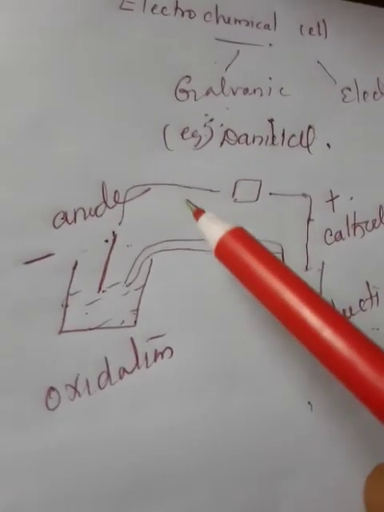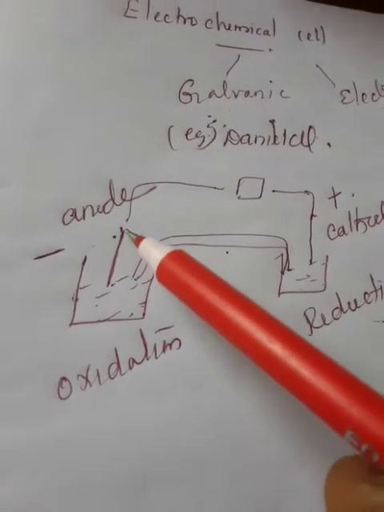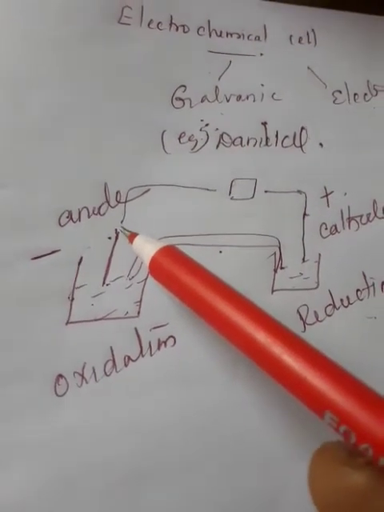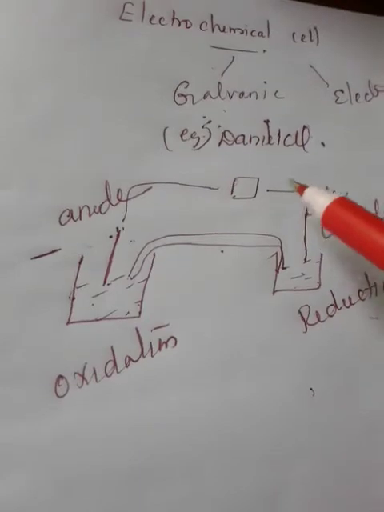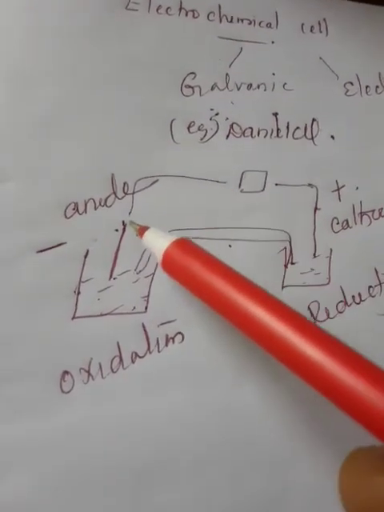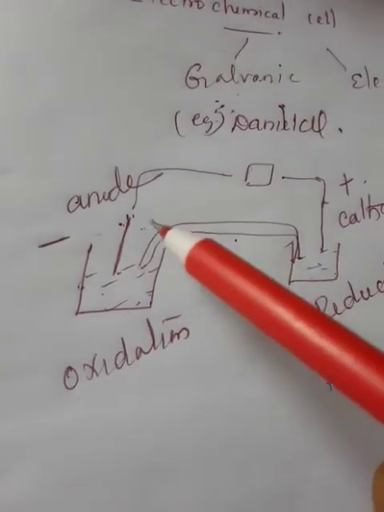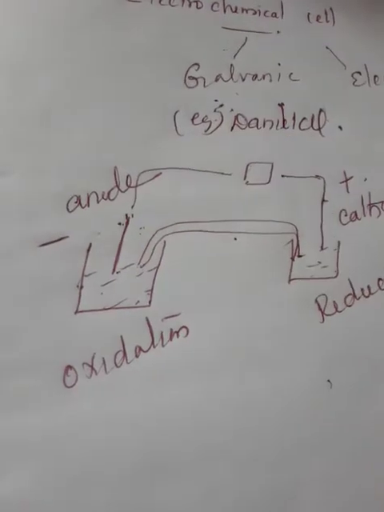Now, when the switch closes the circuit, electrons flow from zinc strip to copper strip. This is the first case. When the switch is closed, electrons flow from anode to cathode, that is from zinc rod to copper rod.